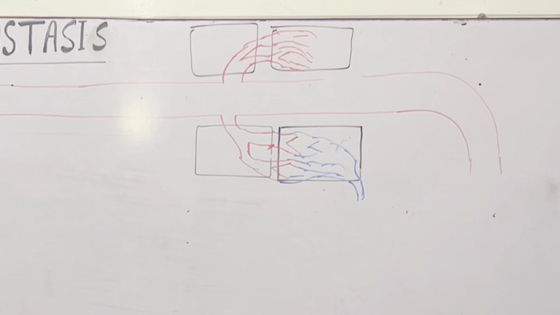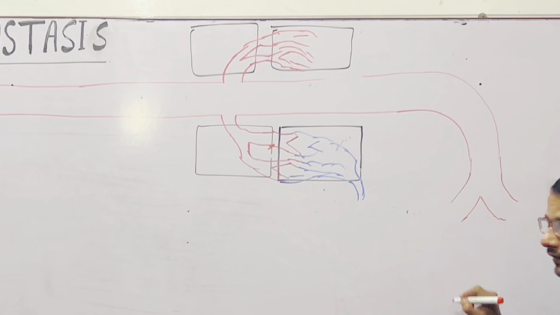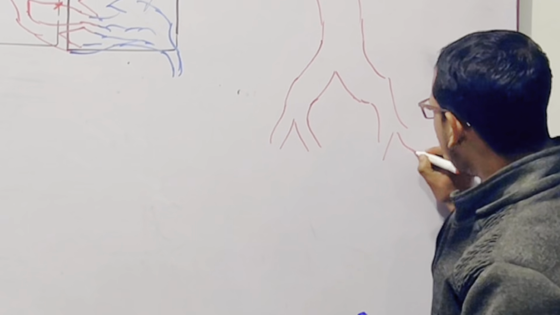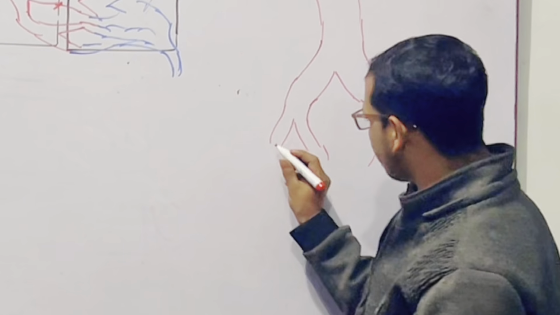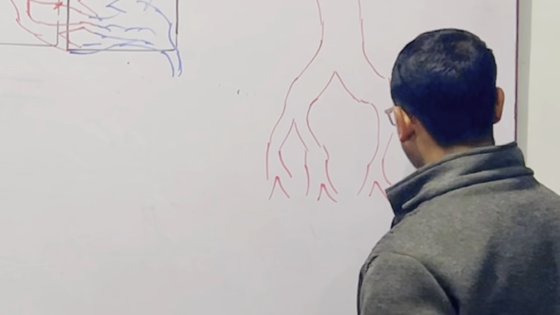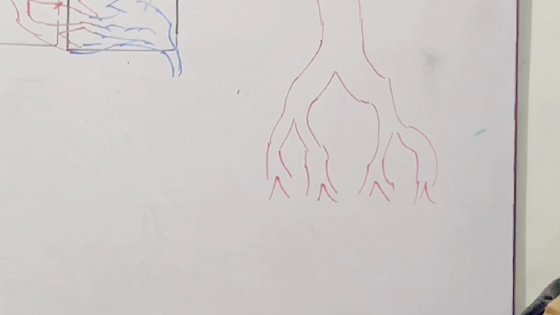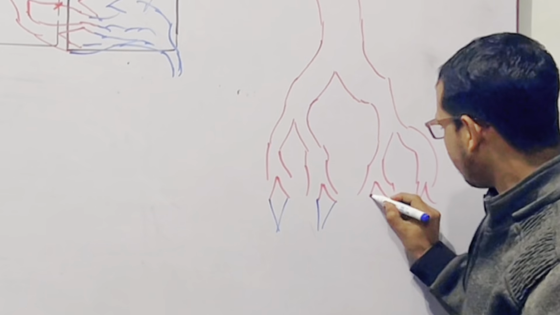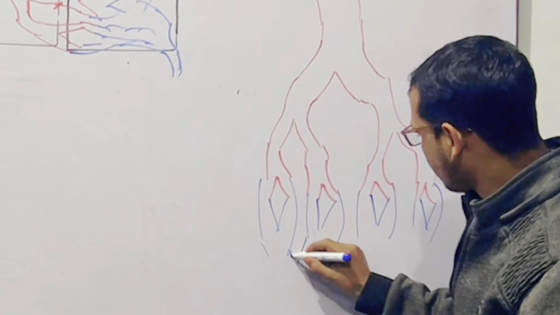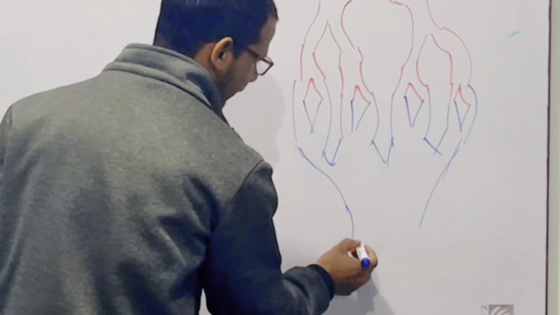Here, for example, this is the aorta. The division of the aorta gives us arteries. The division of arteries gives arterioles, and the division of arterioles gives capillaries, and this whole structure is called the capillary bed. But on the other side, it will again collect in the form of venules, and become vena cava and veins.